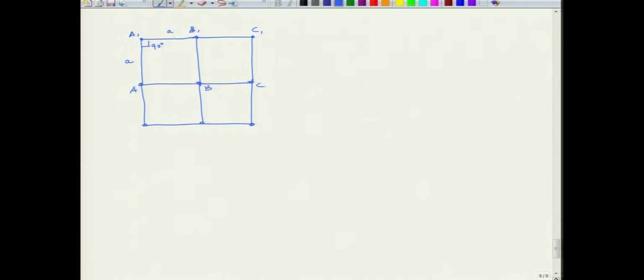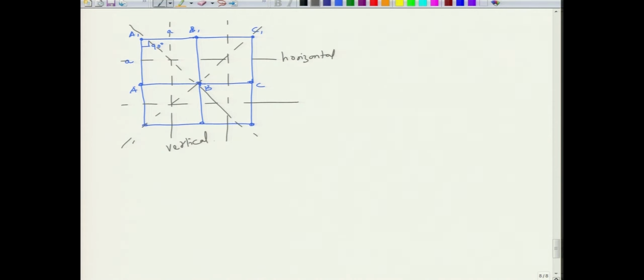You have mirrors which are there. So if you draw a mirror, for example, at this position, then we have mirrors in this fashion, we have mirrors in this fashion also, and we have mirrors in this fashion also. So we have horizontal mirror, we have vertical mirror, and we have diagonal mirror. So we have translation as well as reflection symmetry.